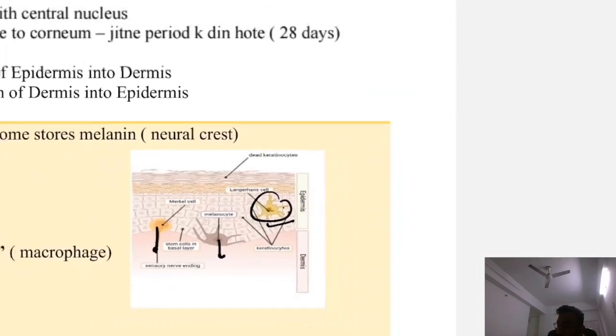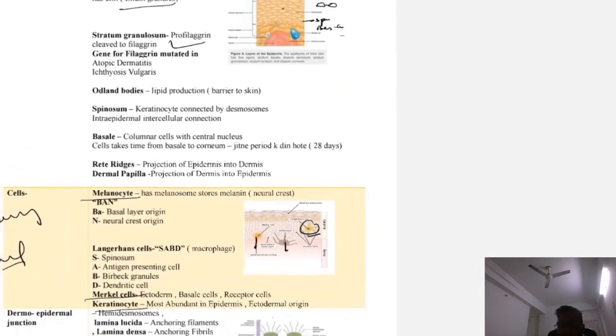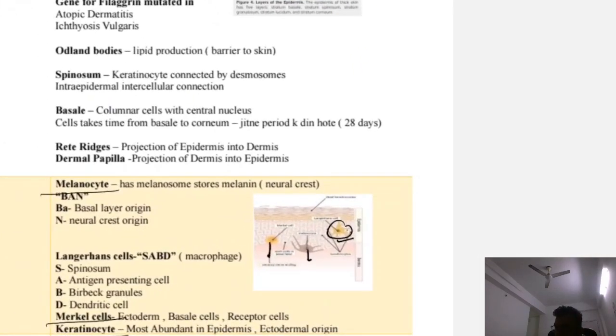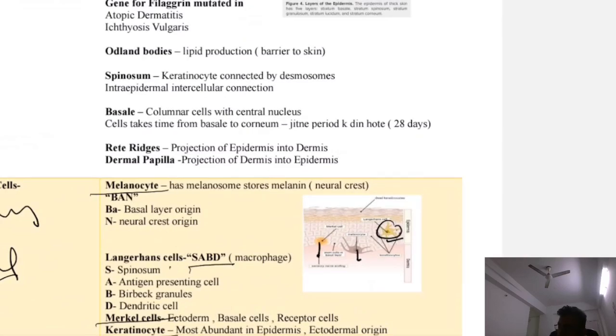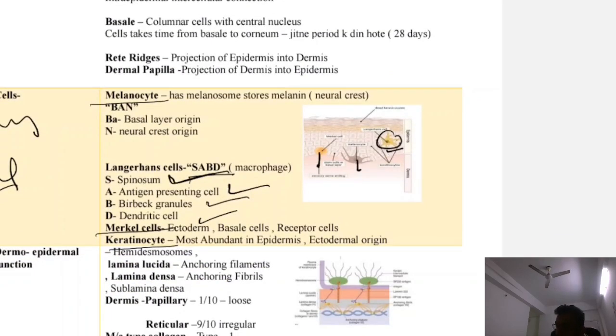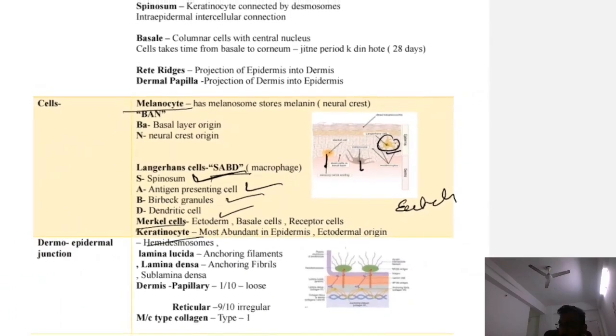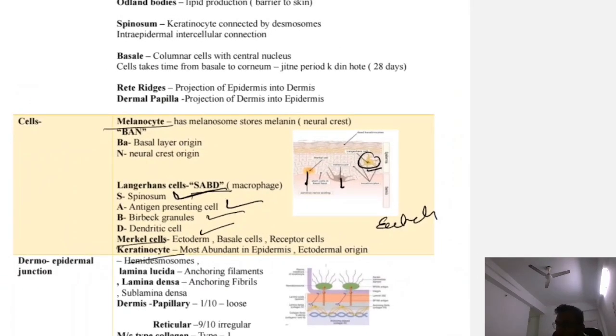Melanocyte has melanosomes. It originates from the neural crest. Langerhans cell is present in the spinosum layer. It is an antigen presenting cell, has Birbeck granules, and is a dendritic cell. So these are the 4 types of cells present in the skin. Merkel cell and keratinocyte are both of ectodermal origin. These are frequently asked questions. If you solve the MCQs of any coaching institute, you will find that there are so many questions on the layer of origin.